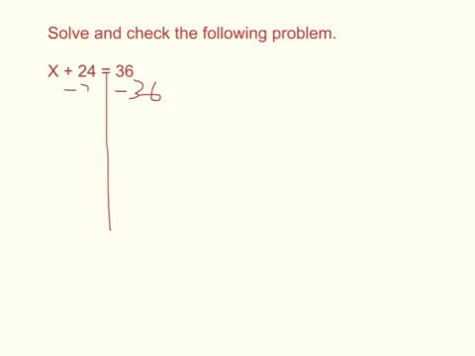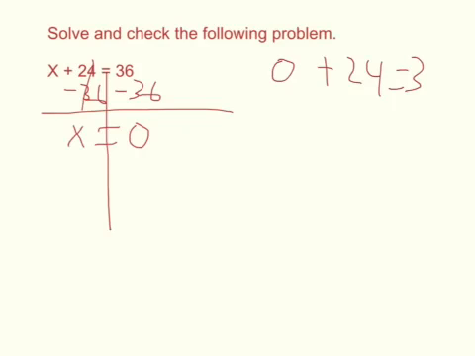36 minus 36. Okay, and then when I do that, I get x by itself, and x would equal 0, because 36 minus 36 is 0. So x actually equals 0. And when I check it, instead of x, I'm going to use 0. So 0 plus 24 should equal 36. See if you can figure out what I did wrong, because that is not correct. So we need to figure that out.